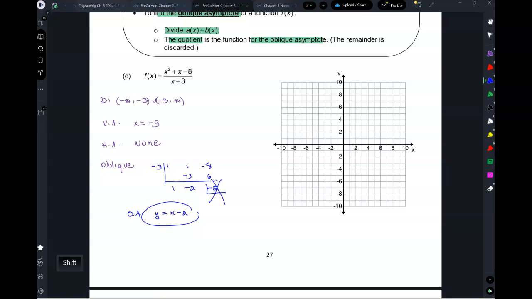Okay, let's graph this thing. y equals x minus 2 looks like this. Right? I'm just putting some extra points so it's more precise. Use a ruler if you have to. Where is the vertical asymptote? Negative 3. I love math. Okay? All right, let's graph.